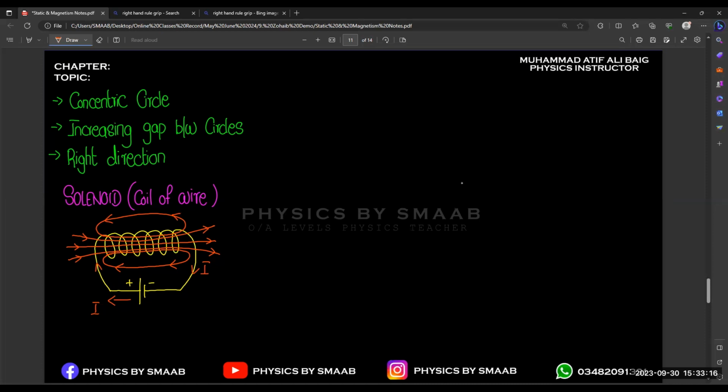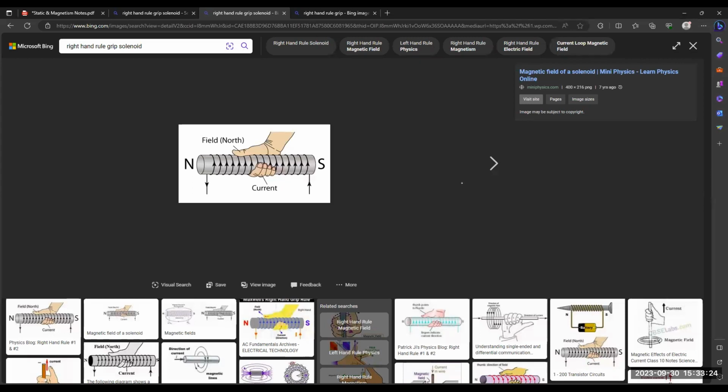So how do we identify this? Let's consider one diagram. In this diagram, we have to hold the conductor like this. We are talking about the circular coil, the solenoid. In a solenoid, there is a coil completely wound on a conductor or rod, and current is passing through that coil or wire.